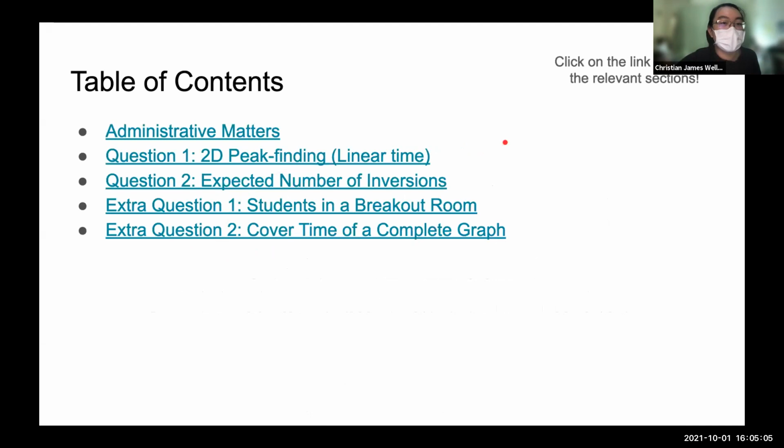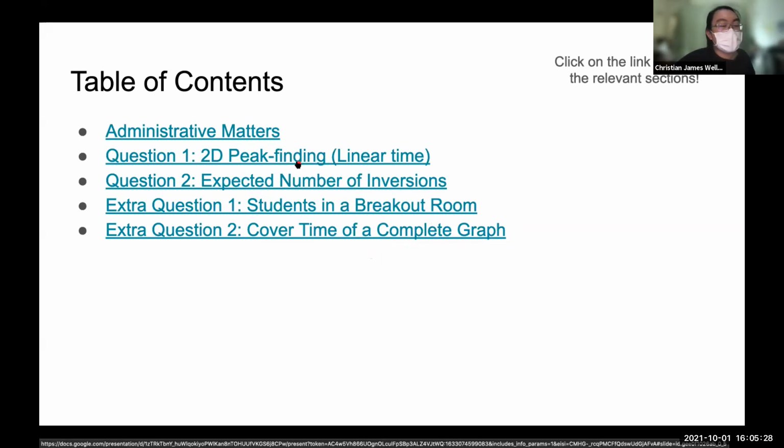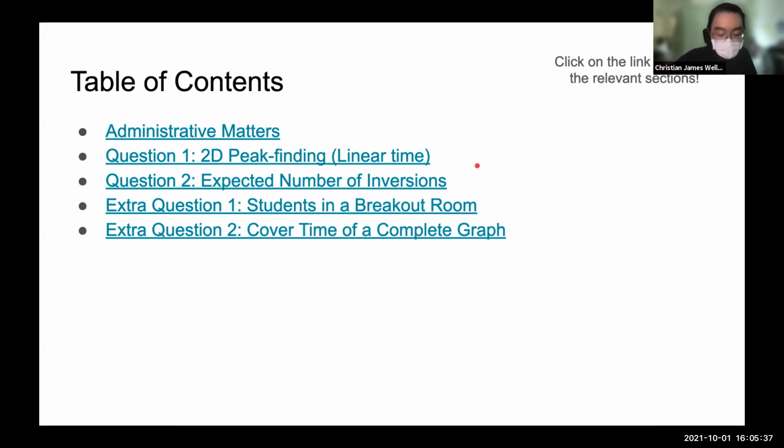These are the things that I want to talk about in class. Some administrative matters and 2 questions: 2D peak finding in linear time, and expected number of inversions. The second question is actually last semester's midterm question. I also have 2 extra questions, and we can talk about them after class if you like. 2D peak finding is a question you saw in a past week's tutorial, but they gave an m log n solution. This time we want to improve it even further.